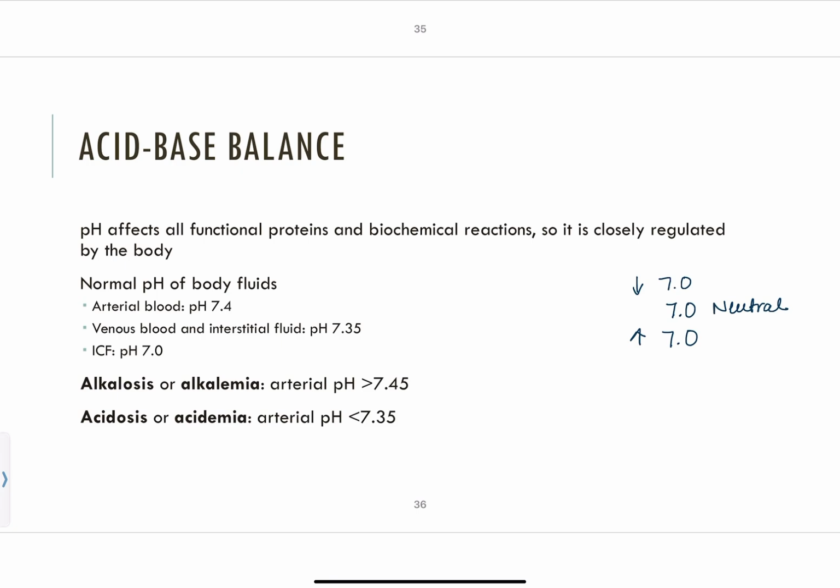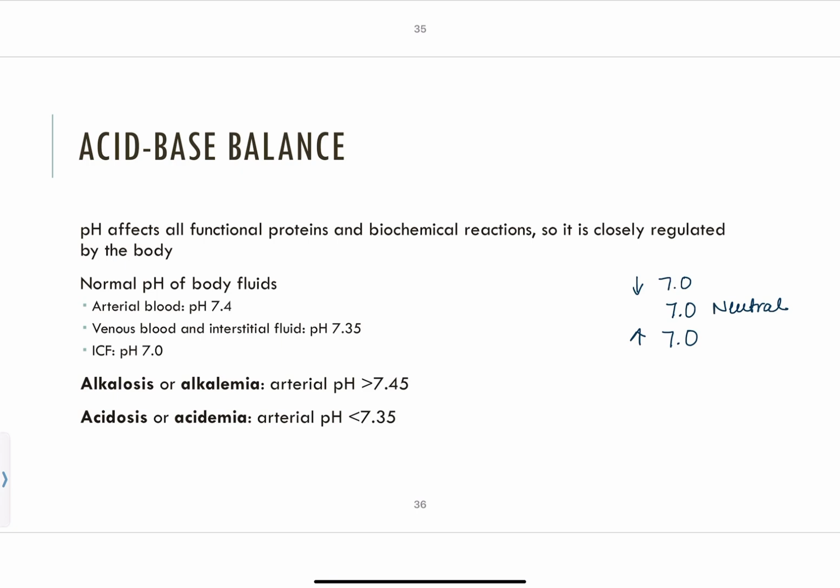So what we consider acidosis is anything that's below 7.35. If we had a venous blood pH of 7.3, that would be considered acidosis, even though technically on the pH scale it is basic. Why? Because we're more acidic than we should be in that particular area. Same thing with our arterial blood. If we have a pH of, say, 7.2, what would that indicate? We're still in acidosis because we're more acidic than we should be, even though technically on a pH scale, we're still in the basic range.